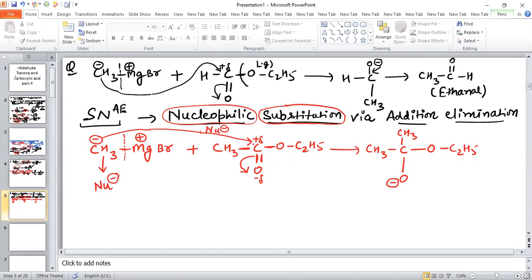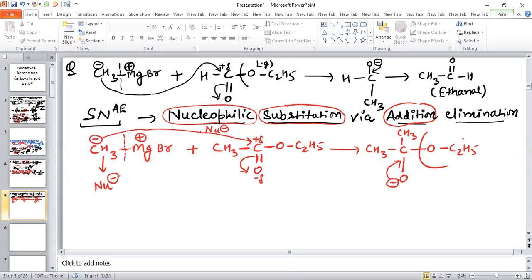So when this nucleophile attacks this carbon, this is a type of nucleophilic substitution. Now you can see what happens. When the nucleophile is substituted, again this negative charge will shift between carbon and oxygen. So nucleophile is added, so nucleophilic substitution and also addition of nucleophile takes place on this electrophilic carbon.